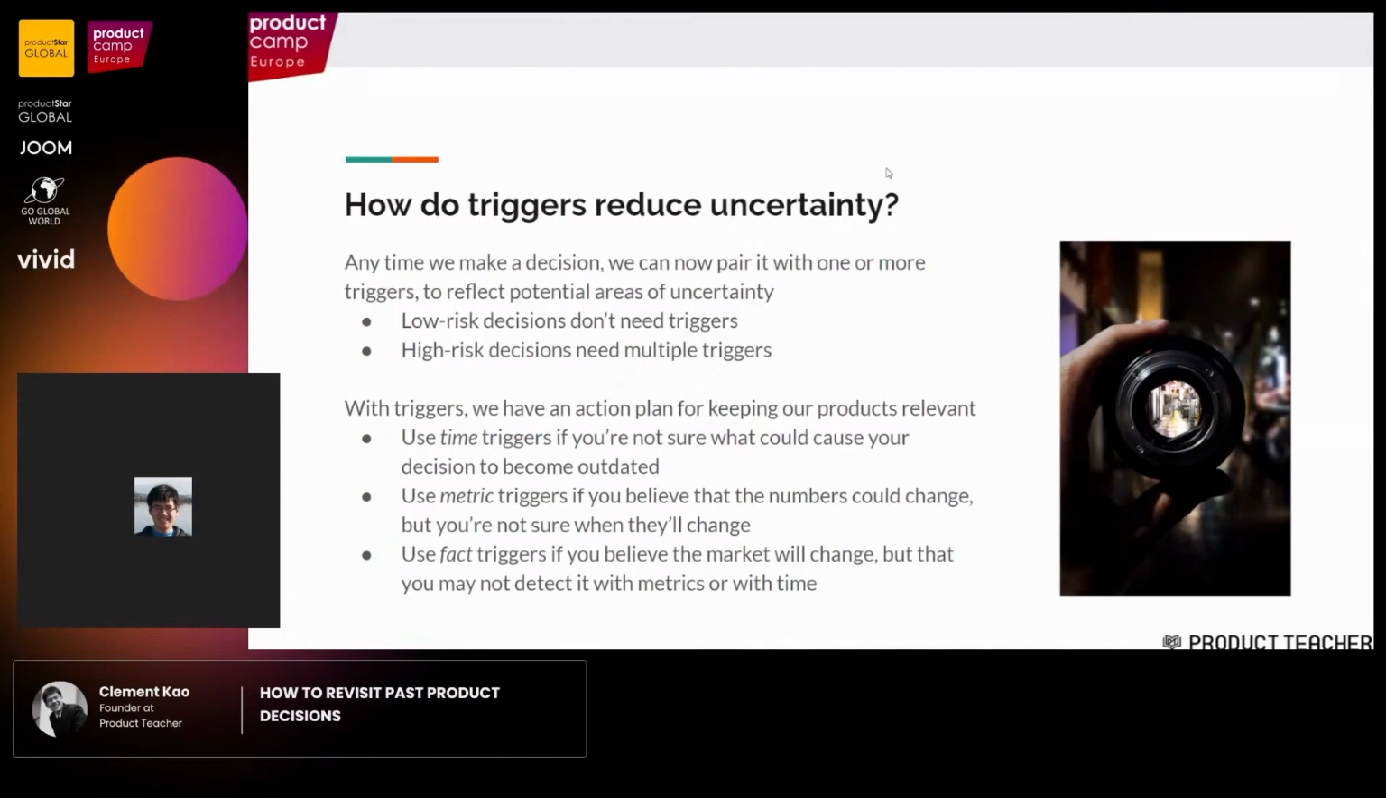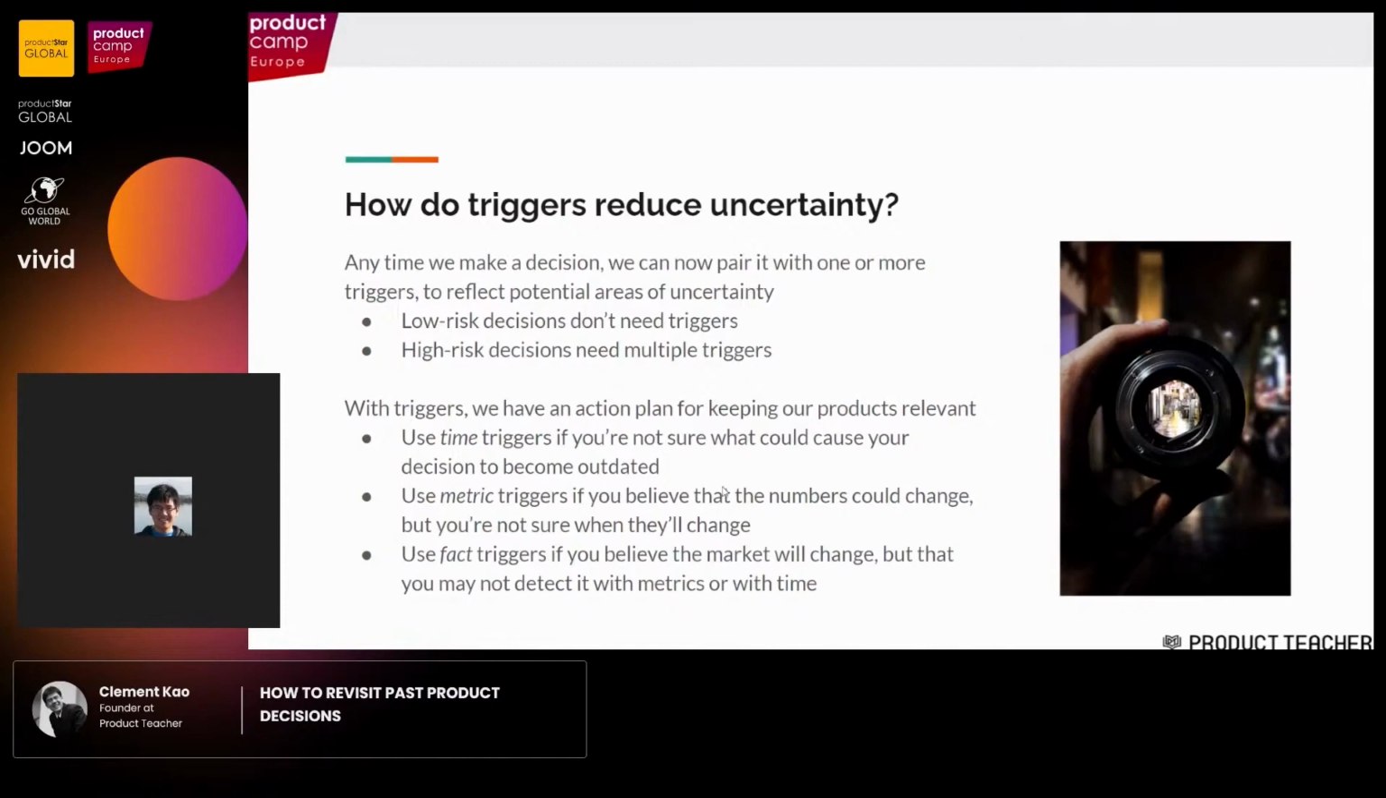And so as an example, if you're not sure, I don't really know what could change. I don't really know if there are market segments that are going to change. I don't really know whether there's any risk here, but I do know that I shouldn't let it be outdated. As an example, roadmaps. Then we should use time triggers, because we don't necessarily know what could cause our decision to be outdated, but we know that it will become outdated. And that's a really great time to use time triggers.